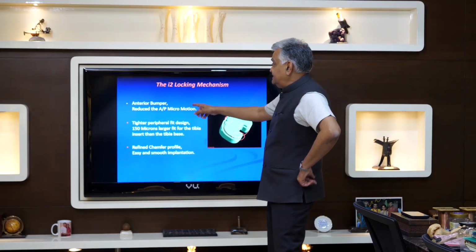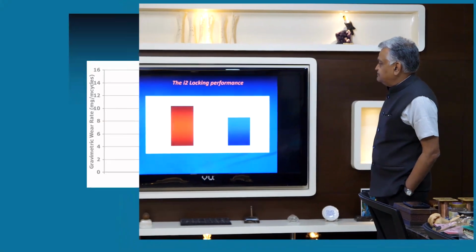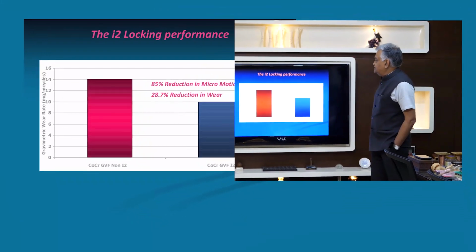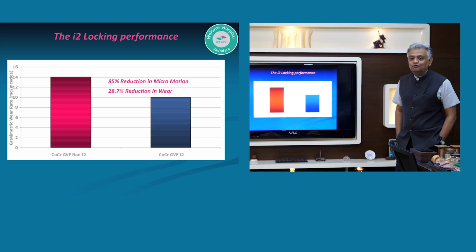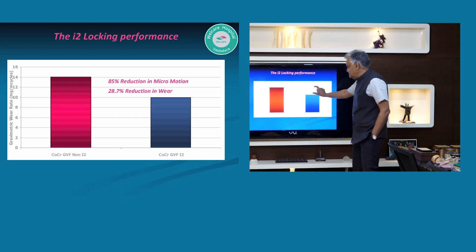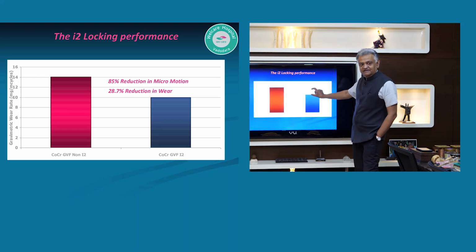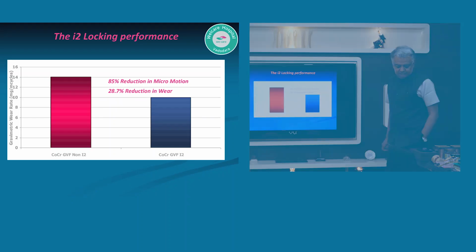And then, just by improving the locking mechanism, next please, there was an 85% reduction in micro motion, not the wear, but micro motion, and that resulted in maybe a 30% reduction in wear. Next. Well, there you go, 30% reduction in wear. Next, please.